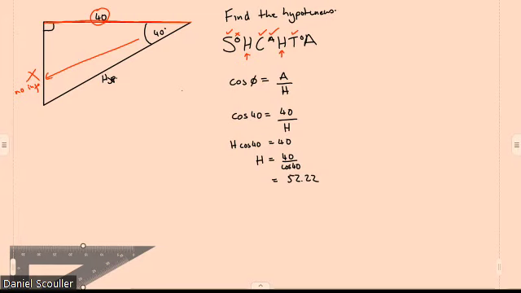Okay, so remember this is just relevant for right angle triangles. Wait a second, it's 40 over cos 40. 40 divided by cos 40.